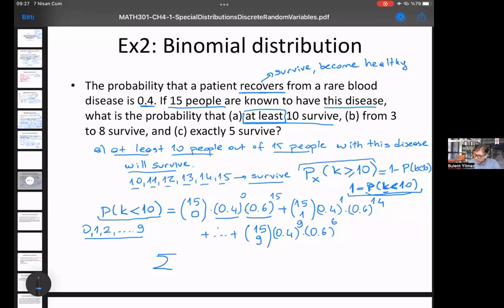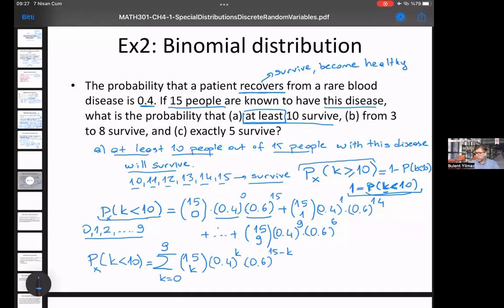Probability of this, like, let's say we will have k here from 0 to 9, 15 of k, and 0.4 to the power k times 0.6 to the power 15 minus k. So this is the probability of survival of people less than 10.